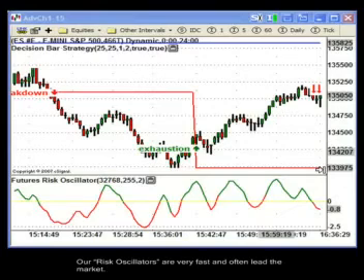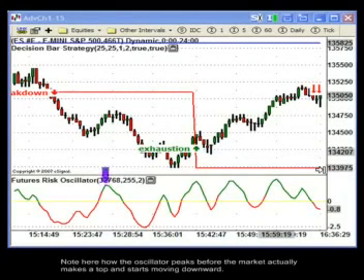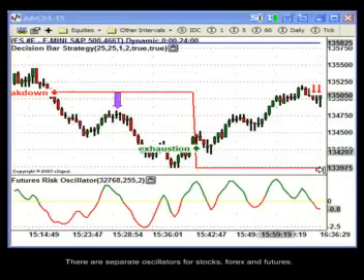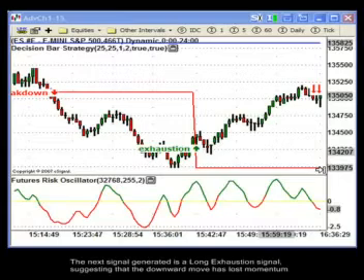Our risk oscillators are very fast and often lead the market. Note here how the oscillator peaks before the market actually makes a top and starts moving downward. There are separate oscillators for stocks, Forex, and futures.